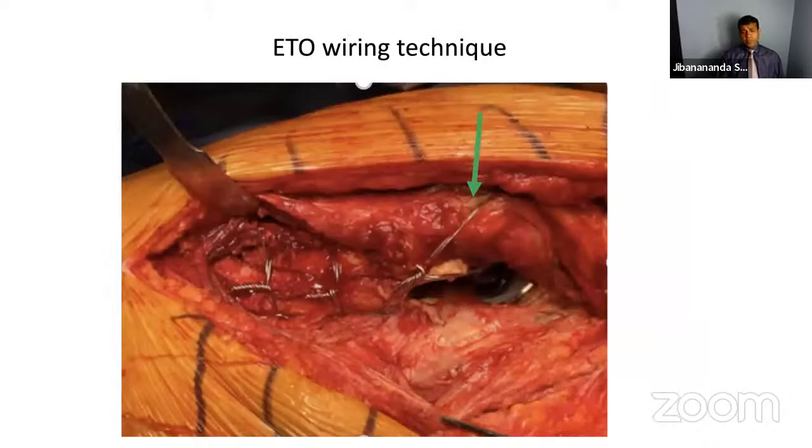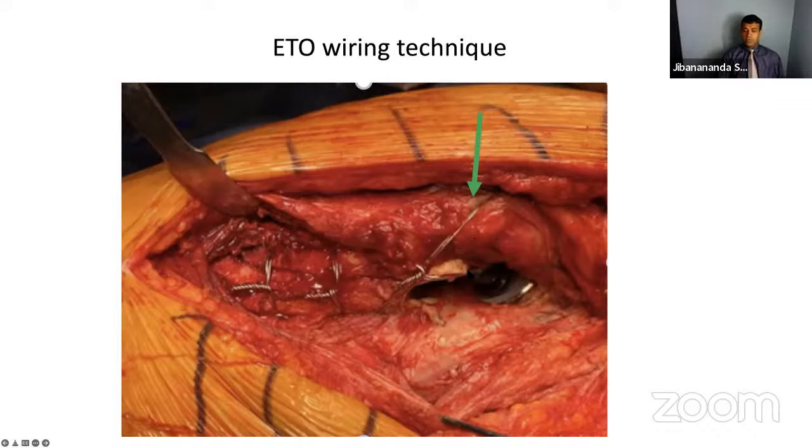And then I usually repair with 3 wires. As you can see, this is a post repair. 2 wires, one right close to the tip of the osteotomy, then one in the body. The third one, I use a figure of 8 technique. I use this wire posteriorly, so it pulls the fragment more posterior.